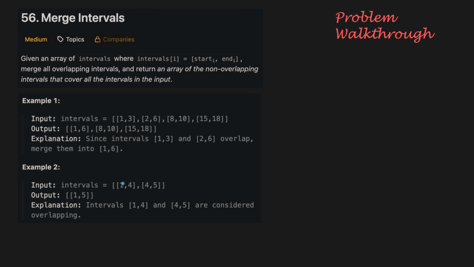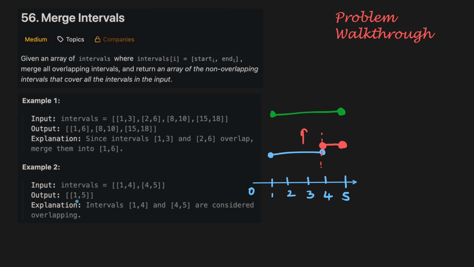Now let's look at example 2. It is a simpler one. Here intervals 1 to 4 and 4 to 5 touch at time 4, even though they don't strictly overlap in the sense of one starting before the other ends. They are contiguous and can be merged, and merging the two intervals gives a new interval starting with 1 and ending with 5. Now let's jump into the solution space.